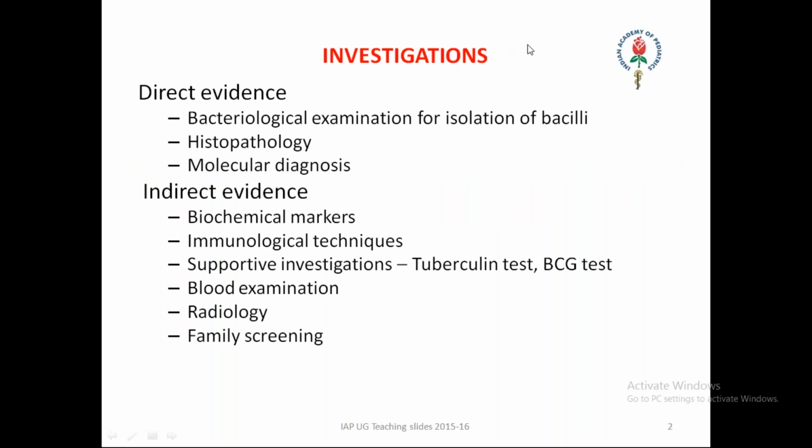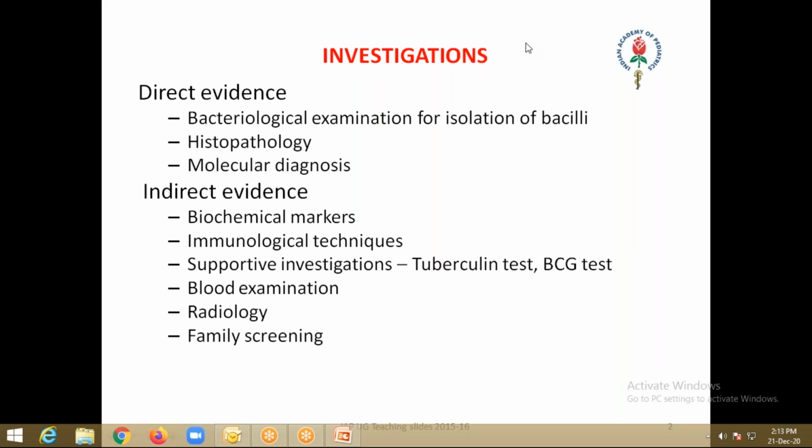So, in the investigations we collect some direct evidences and also indirect evidences to rule out tuberculosis. Direct is the isolation of the bacilli, which is the best thing to do. That is bacteriological examination for isolation of bacilli. You already know this. And histopathology is one of the direct evidences, and molecular diagnosis. These three are the direct evidences by which you can detect tuberculosis, and indirect evidences are your biochemical and other markers, immunological techniques, supportive investigations like tuberculin test and BCG tests, blood examinations, and radiology and family screening.